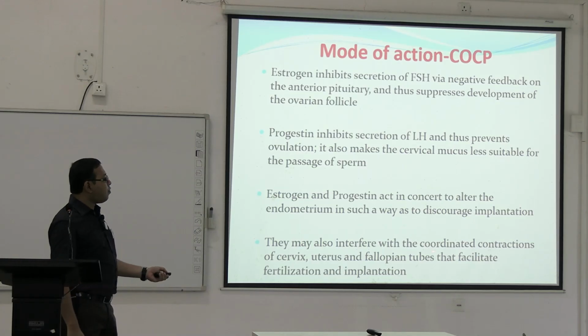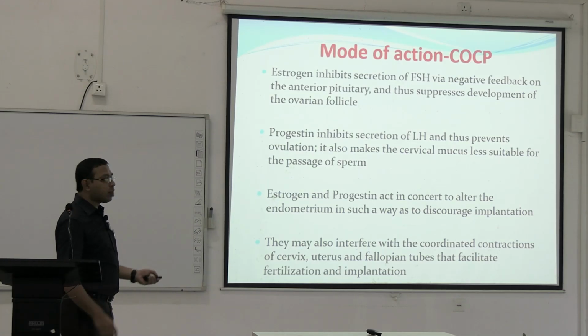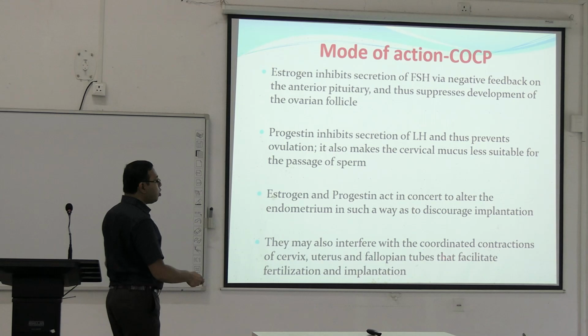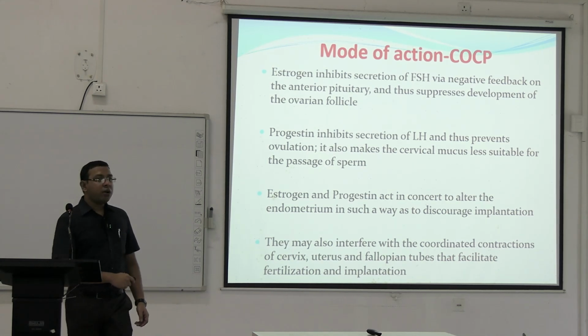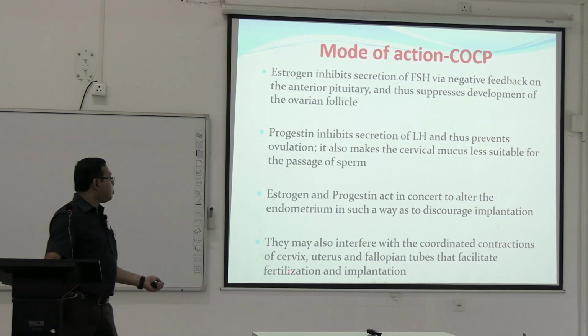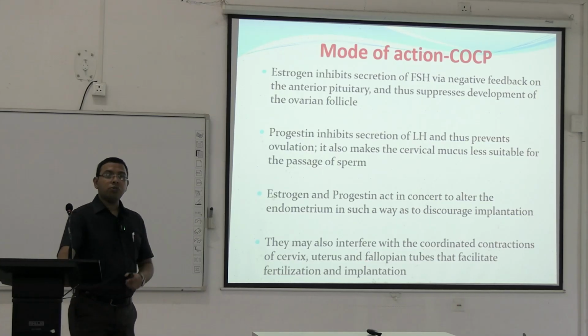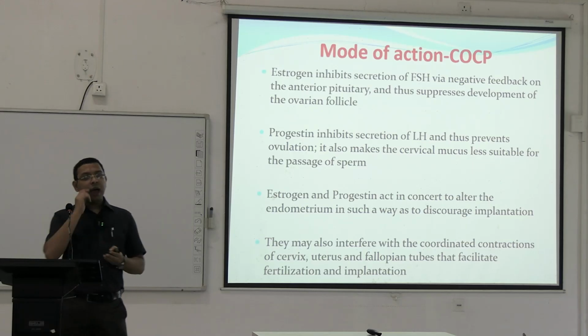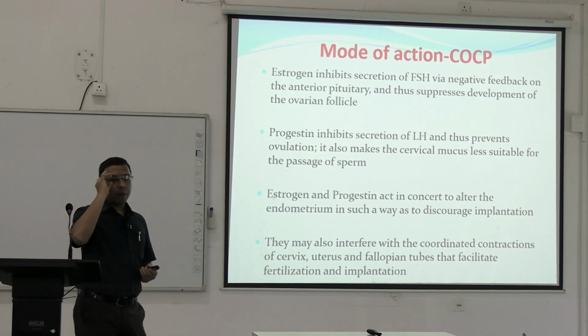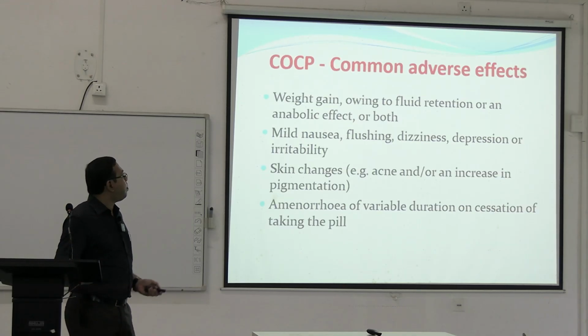They may also interfere with the coordinated contractions of the cervix, uterus and fallopian tubes that facilitate fertilization and implantation. So this coordinated contraction of the cervix, uterus and fallopian tubes is needed for the appropriate implantation of the blastocyst, and this is also interfered with by the combined oral contraceptive pills.